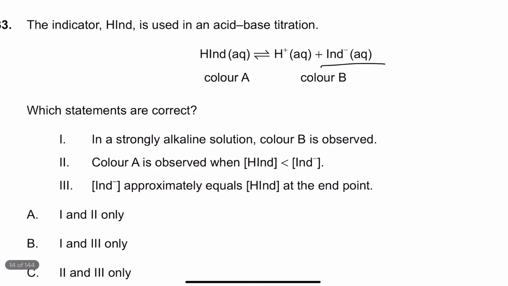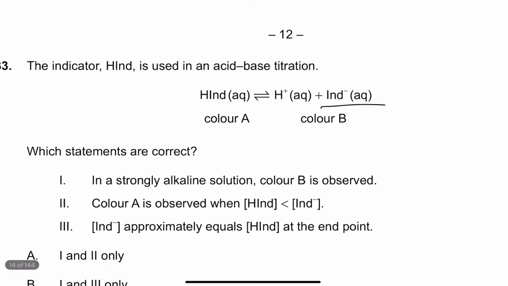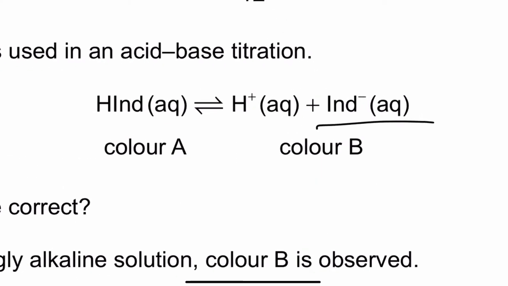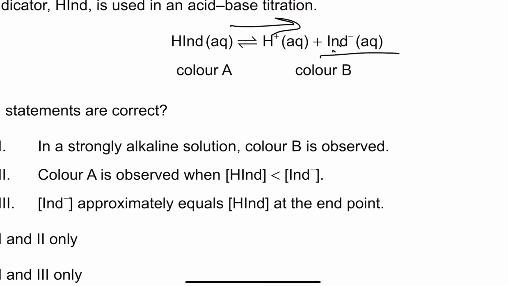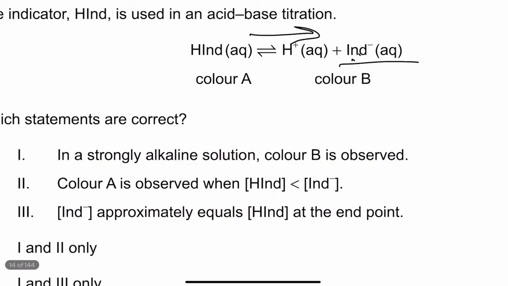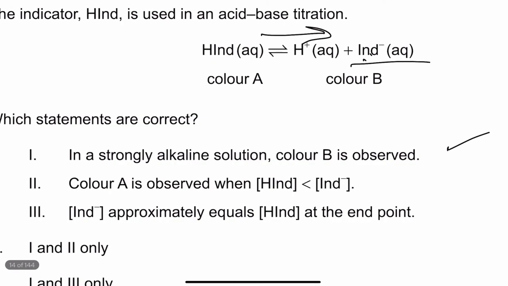So let's check it. In a strongly alkaline solution, color B is observed. Well, in a strongly alkaline solution, we're going to have a lack of H plus ions. And in order to replenish that, the equilibrium is going to shift to the right. So it's going to move in this direction. That's going to result in a higher concentration of IND minus, which means color B is going to be observed. So that looks about right. 1 is correct. Okay, 2.